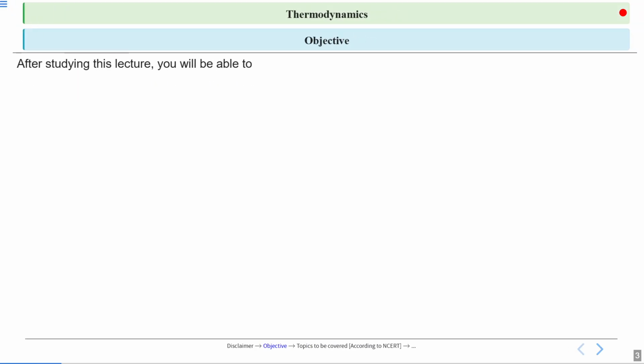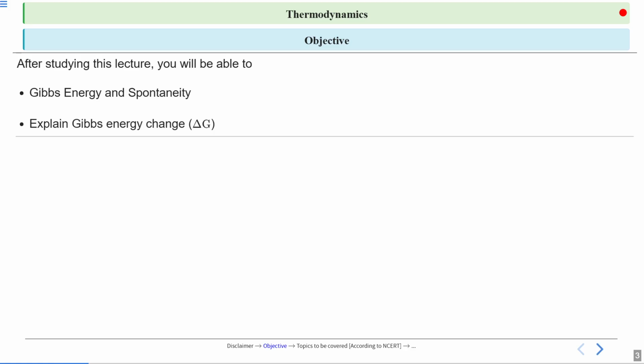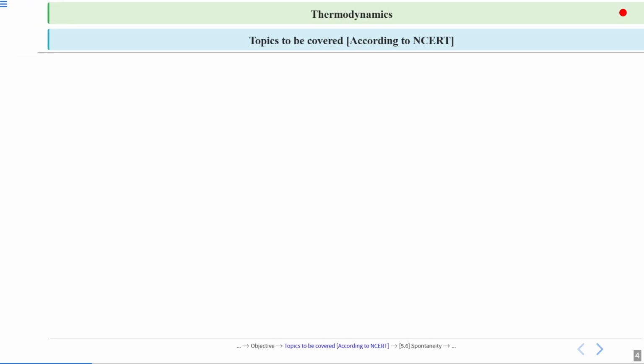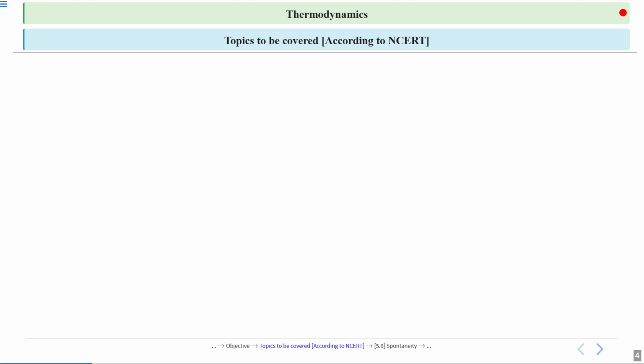Now if I talk about today's objective, our objective would be to study about the Gibbs energy and spontaneity. Then we will try to explain the Gibbs energy change in terms of mathematical formulation. If I talk about the specific topic according to the NCERT, then the first would be spontaneity, in which we will cover Gibbs energy and spontaneity.